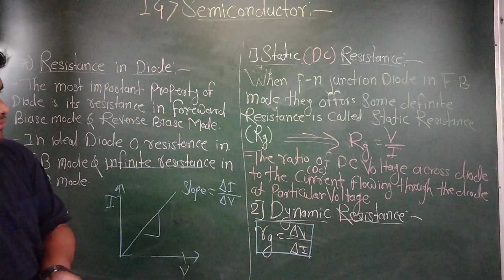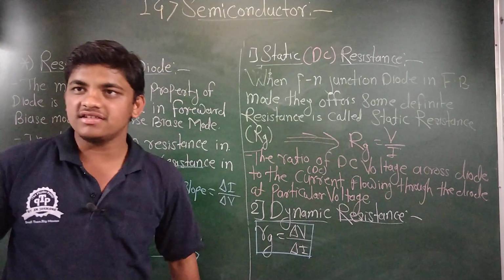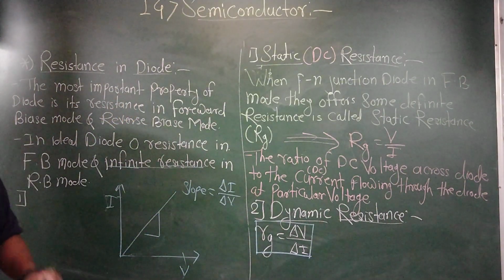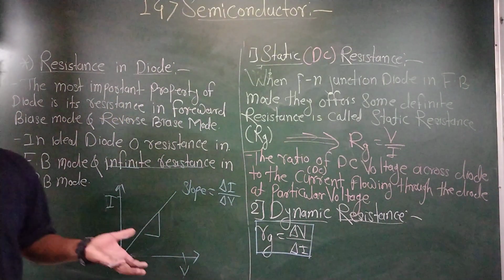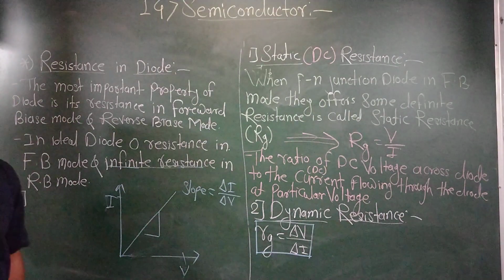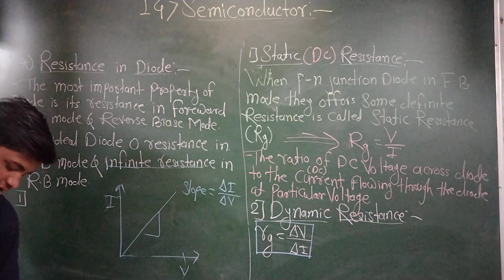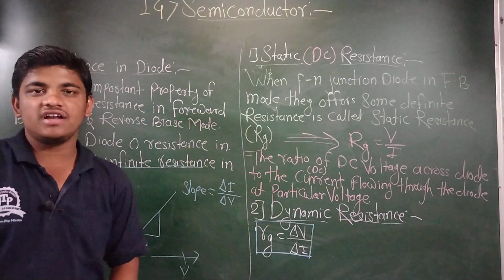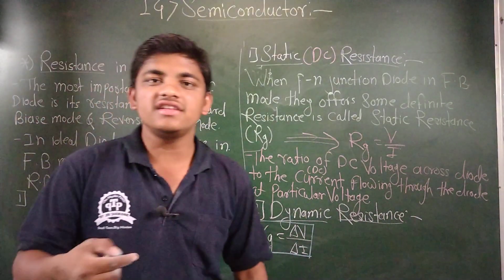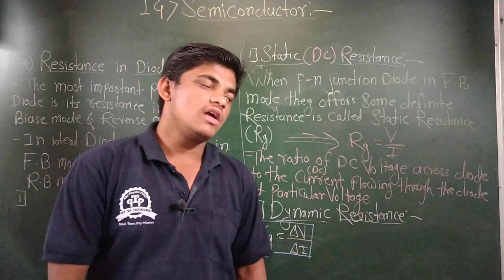This is all about the types of resistance in the diode that apply in a forward biasing mode. And resistance is the most important property of diodes. We are finished here. In the next lectures we will discuss the advantages and disadvantages of semiconductor devices.